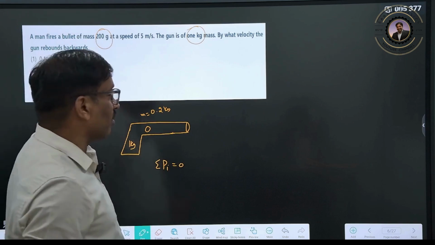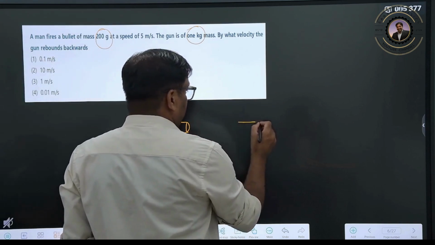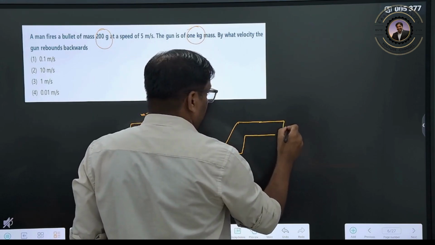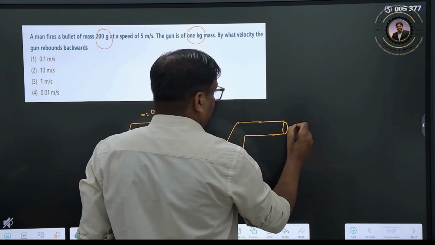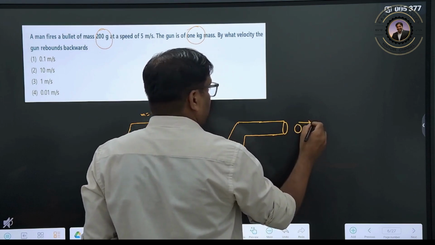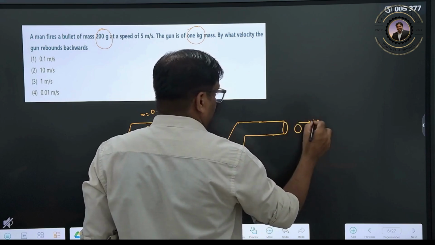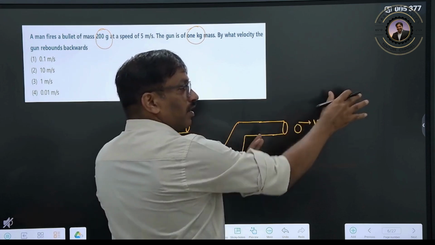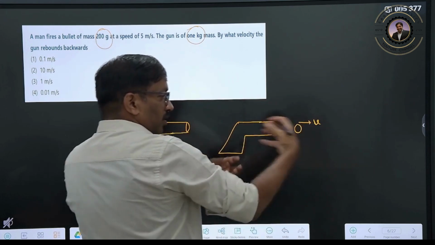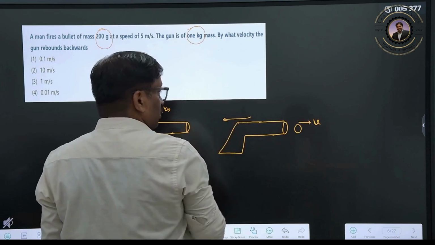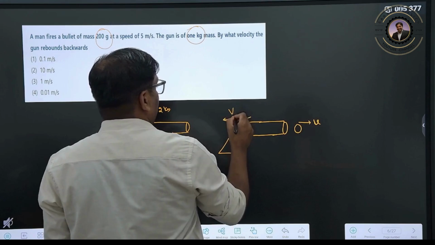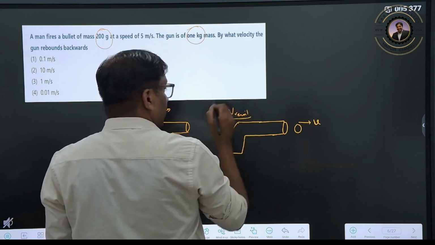But finally what will happen now? This gun will fire one bullet. This bullet will go with a certain amount of velocity. Suppose it is u. Therefore it is provided some velocity, so some momentum is there. So therefore the gun will go back with a certain velocity. This is called the recoil velocity of your gun.